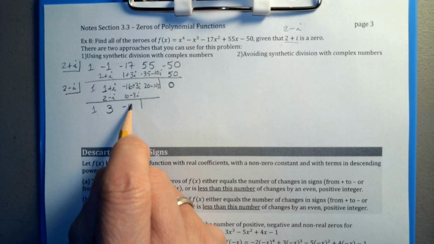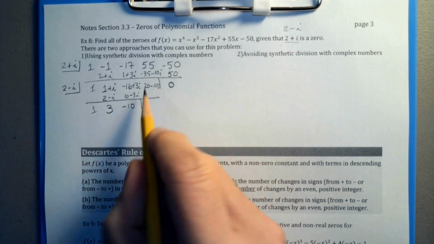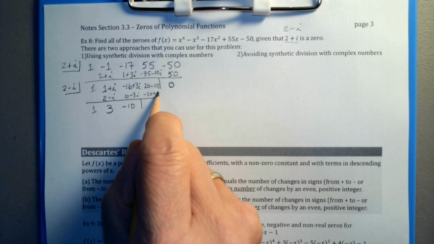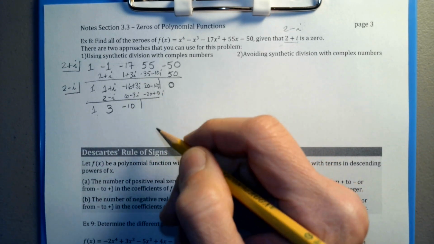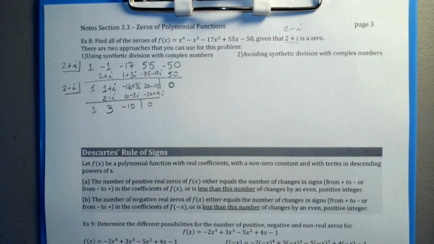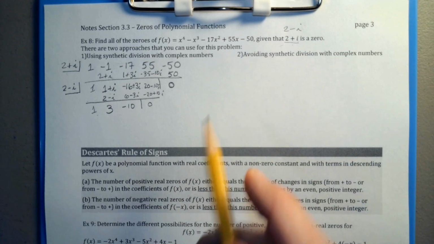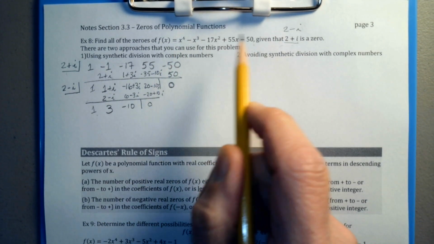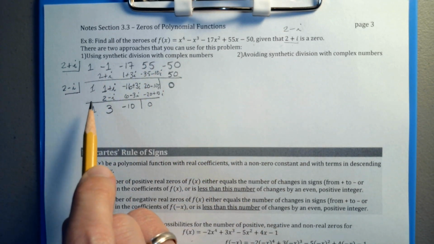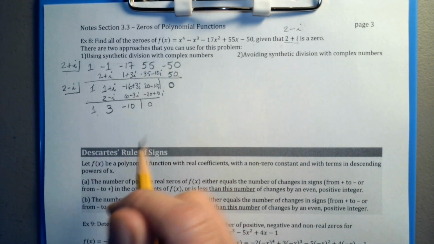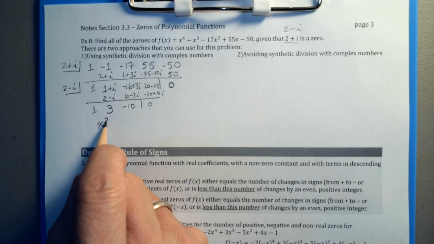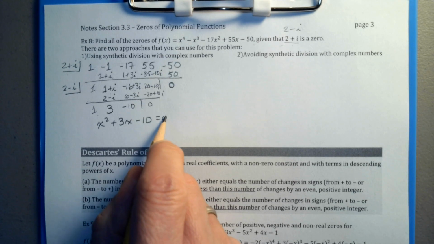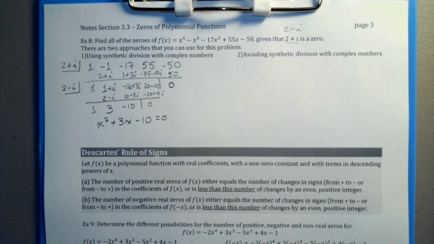This leaves me with negative 10. When I multiply that, I get negative 20. And I get plus 10i. So indeed, those cancel, leaving me with 0. Okay? So we've taken this polynomial function of degree 4, we've divided it by 2 of the zeros, we have a depressed polynomial of degree 2. So this is going to be x squared plus 3x minus 10 equals 0, and we need to find the 2 solutions.